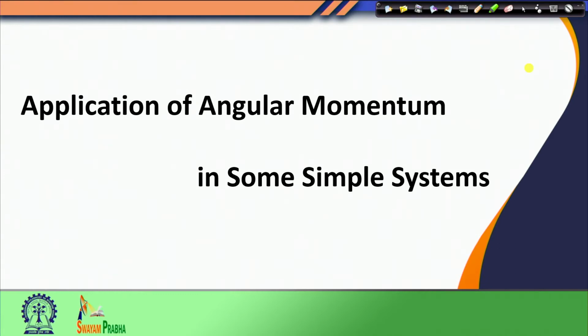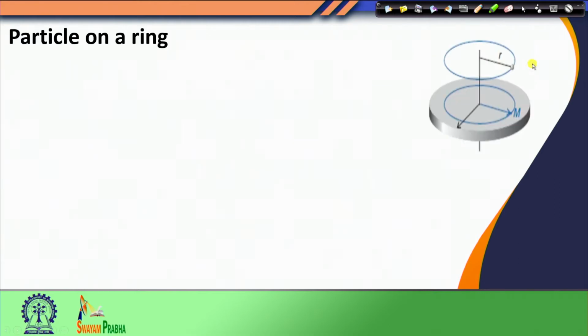In today's class, we will start discussing a few simple systems where we can see the application of the angular momentum operator. In the course of this discussion, our first example is the so-called particle on a ring.